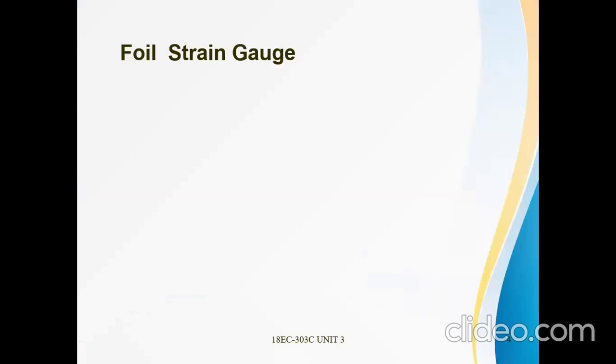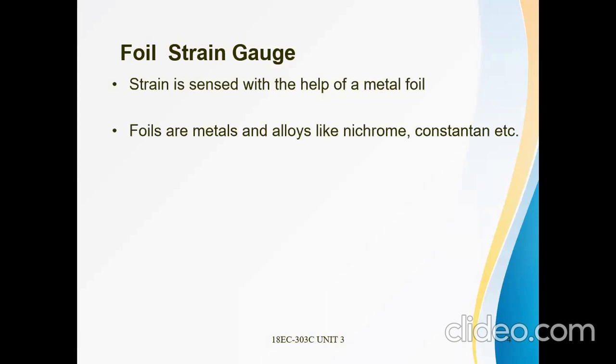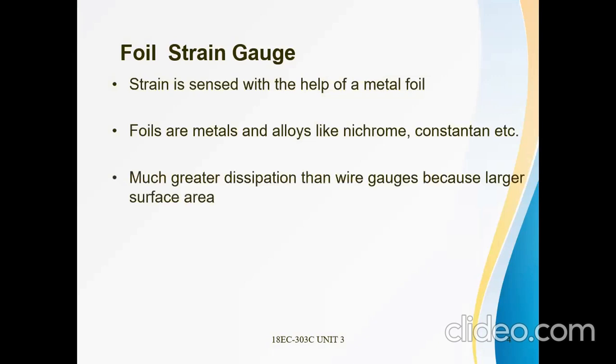Foil strain gauge, right? Strain is sensed with the help of a metal foil. Foils are metals and alloys. What is a foil? Here, foil may be either a metal or an alloy, like nichrome and tungsten, etc. There is much greater dissipation than wire gauges because of the larger surface area. The dissipation is very high in this foil strain gauge compared to the wire strain gauge because the surface area is high. Because of that, greater dissipation will be there.